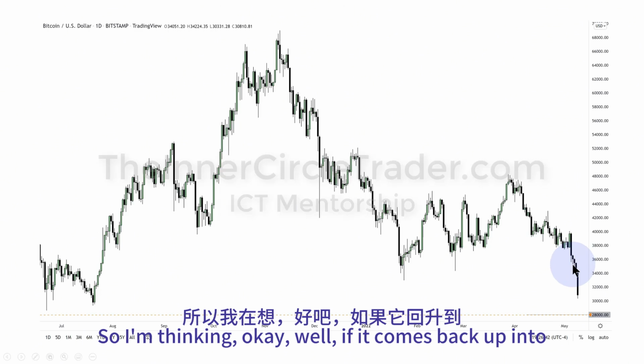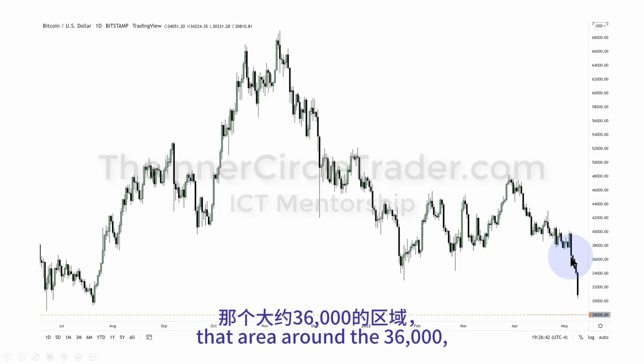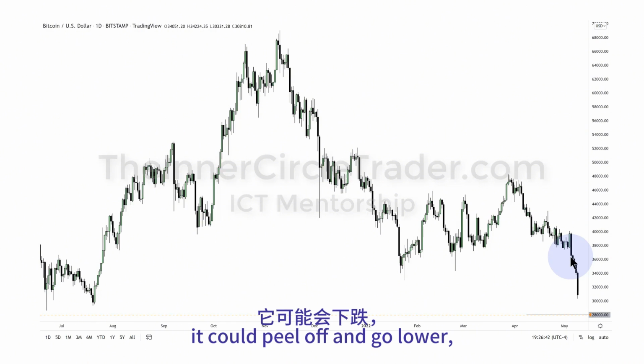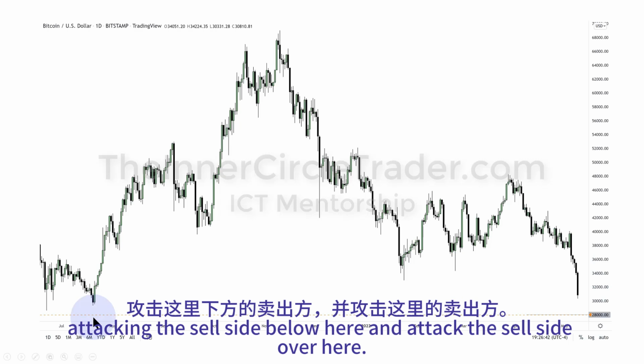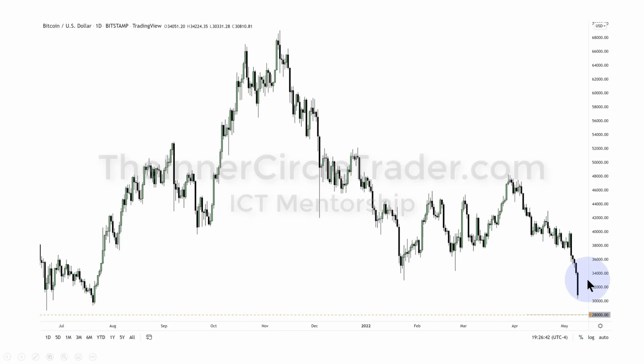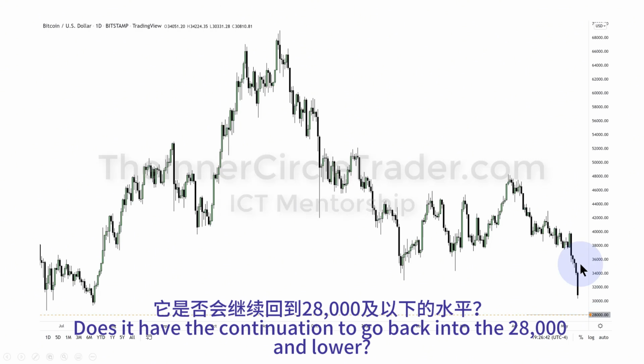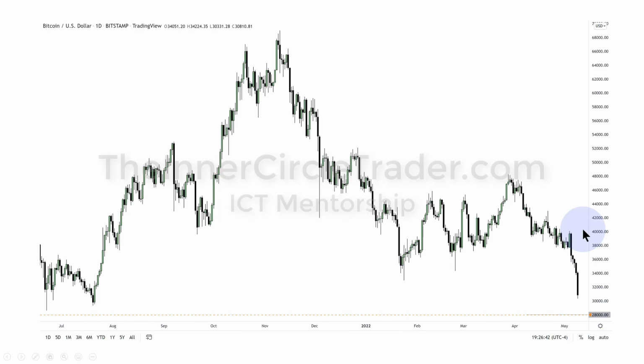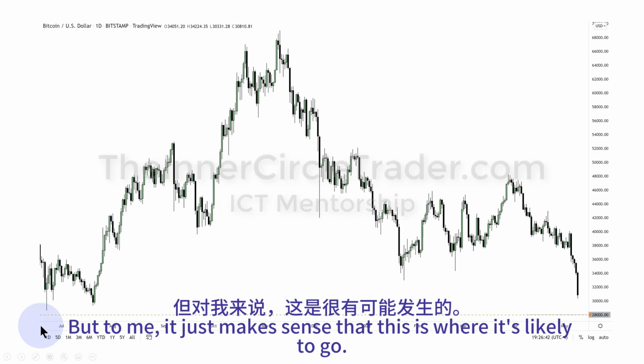So I'm thinking, okay, well, if it comes back up into that area around the 36,000, it could peel off and go lower, attacking the sell side below here and the sell side over here. And today it really gave up the ghost. I mean, it was coming down really nice. Does it have the continuation to go back into the 28s and lower? I don't know, folks. But to me, it just makes sense that this is where it's likely to go.